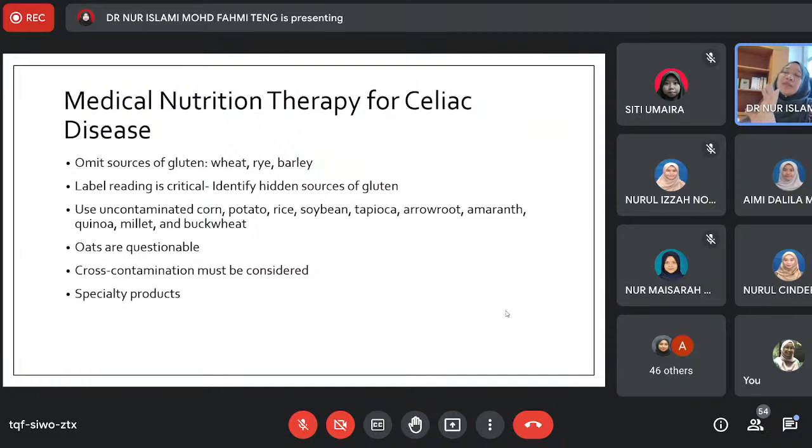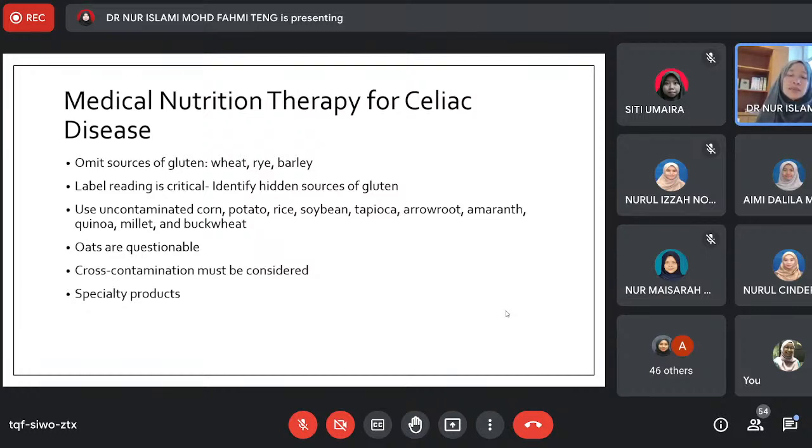So for celiac disease, patients may need to omit sources of gluten, which include wheat, rye, and barley. Gluten requires a lifelong restriction. They will need to avoid all foods and other products that contain sources of gluten. So label reading is critical. The patient needs to identify hidden sources of gluten, and you should be knowledgeable about the foods that contain gluten.